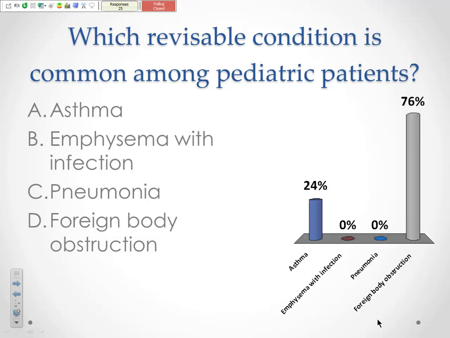All right, we're going to stop there. Which reversible condition is common among your pediatric patients? What's the correct answer? Foreign body airway obstruction. Why is that? Because they put everything in their mouth, don't they? Pediatric patients like to throw things in their mouth, especially at toddler age. They're picking things up and putting them right in their mouth.